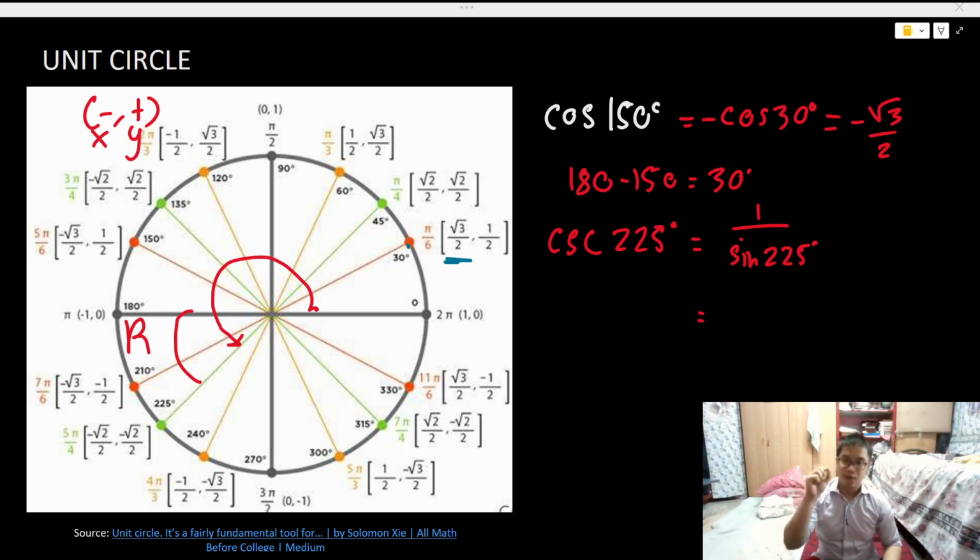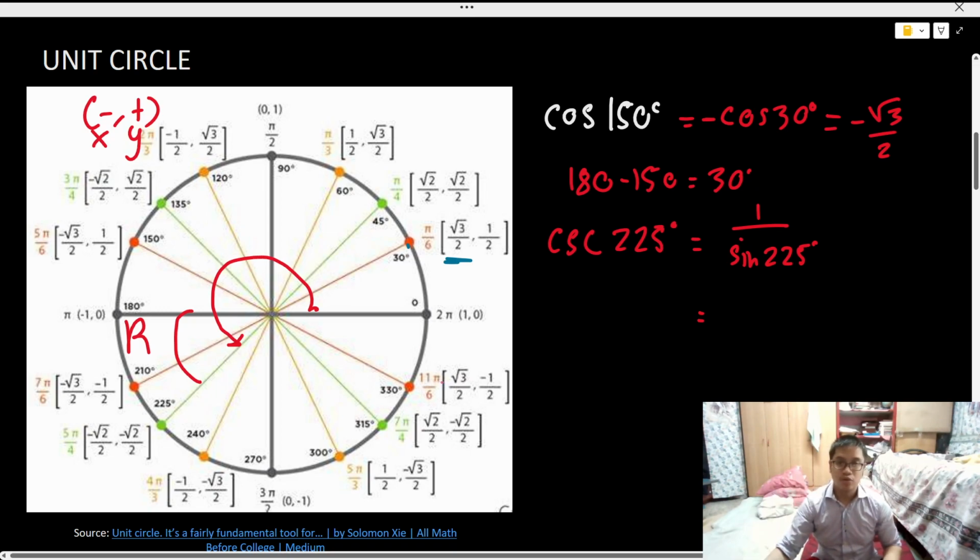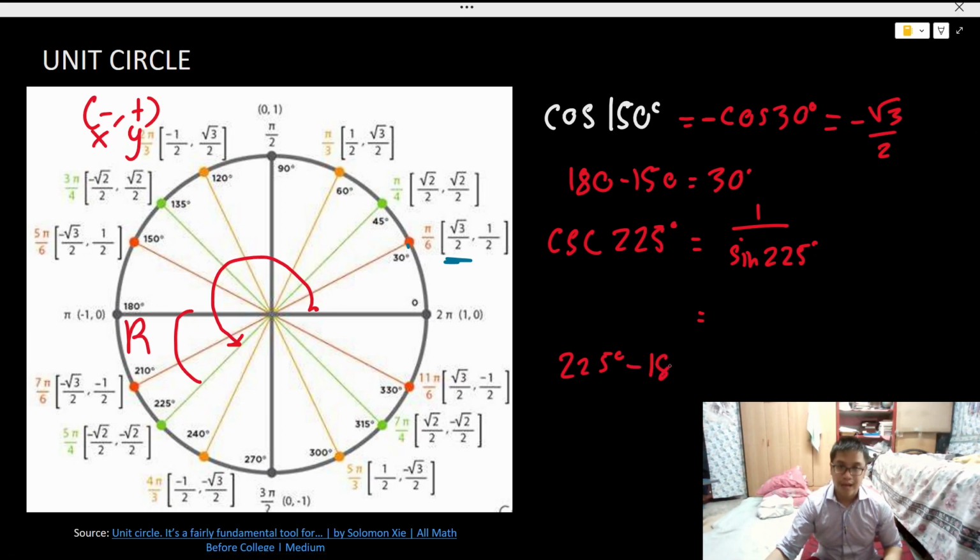If your angle is in the third quadrant, what are you going to do? You're going to subtract 180 from that angle, which is 225. So 225 minus 180, that will be 45 degrees. So this is 1 all over sine 45 degrees.